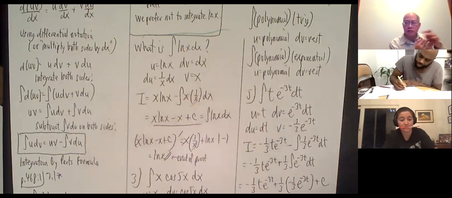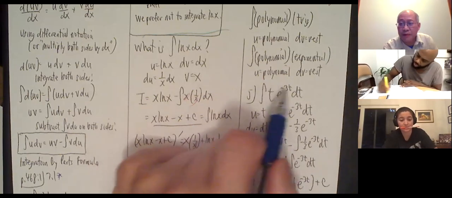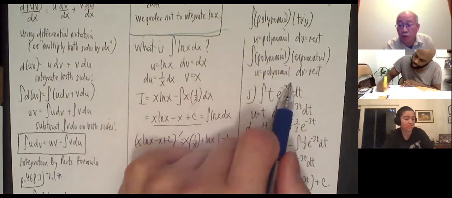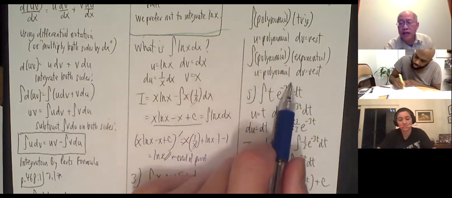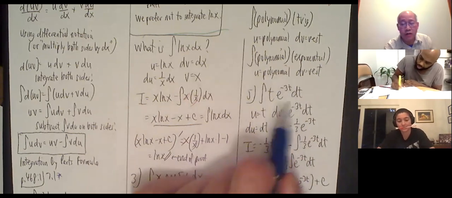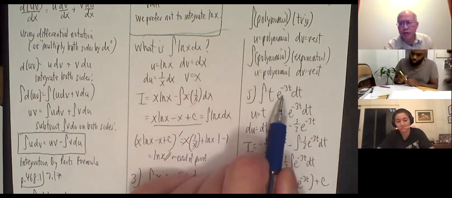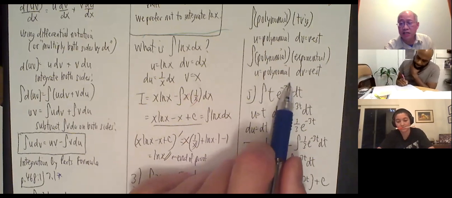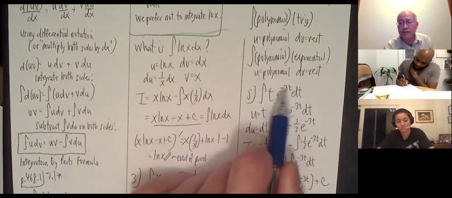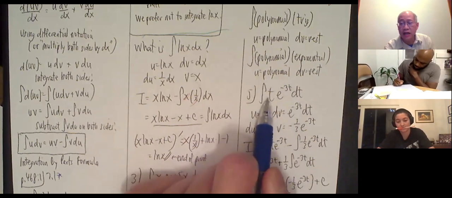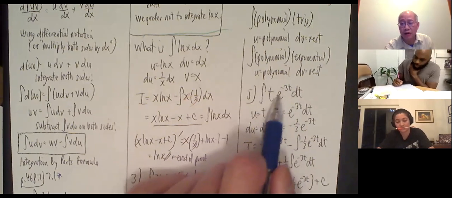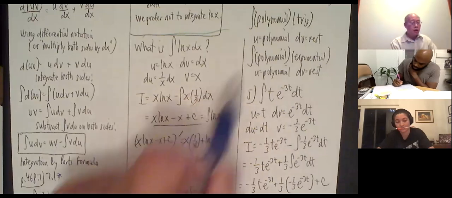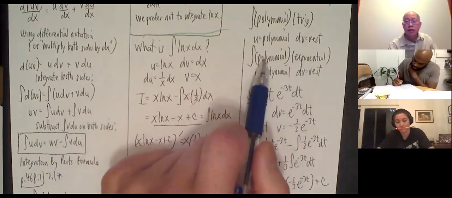And I'll share with you one little timeout. If this had been negative 3t squared, I wouldn't do integration by parts. I would just do a u substitution, because the derivative of negative 3t squared is negative 6t, and there's a t over here. So I would just do a regular substitution. But not when it's like this. All right, so polynomial times an exponential.